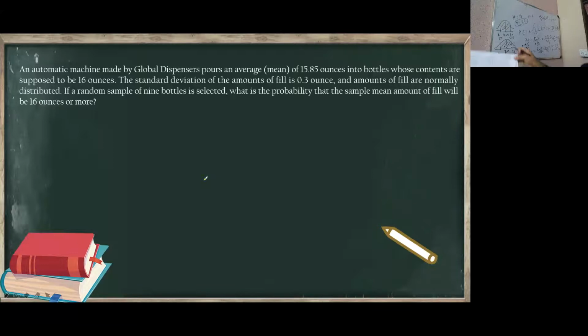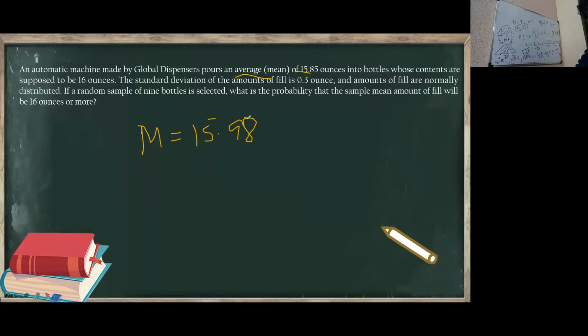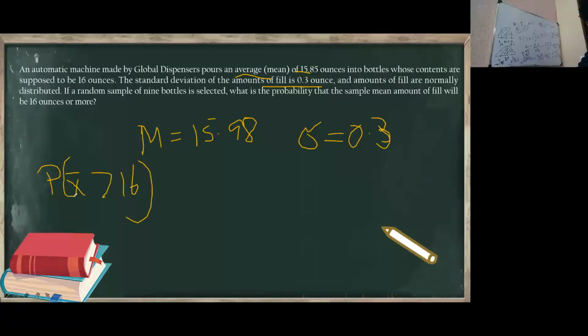Now this one is important. You can also solve this one as well. So here, the average mean is 15.98. Mu is this, sigma is 0.3, and n is, so whose contents are supposed to be 16 ohms, right? So probability of x bar is greater than 16, that's what we had to find out. And what is the n? N is missing. So for the random sample of 9 bottles, n is 9.